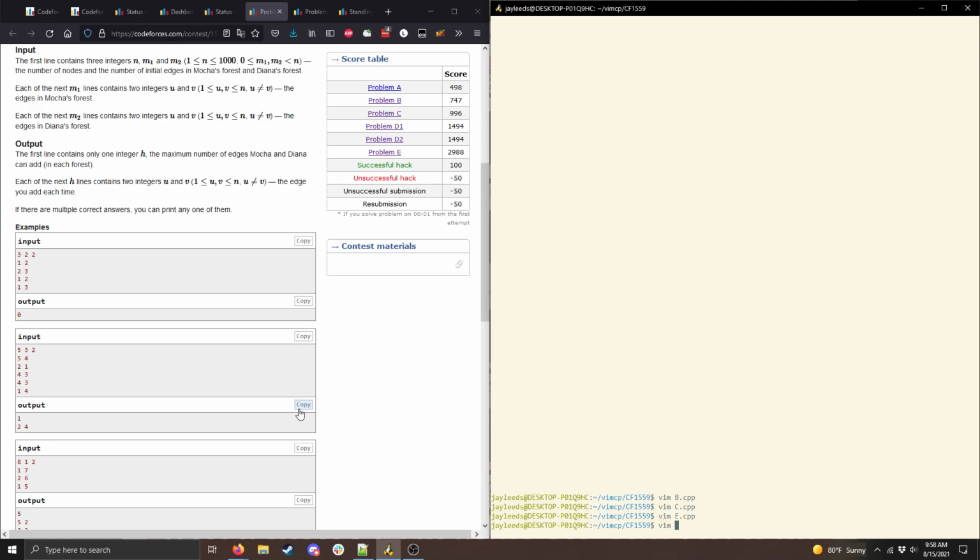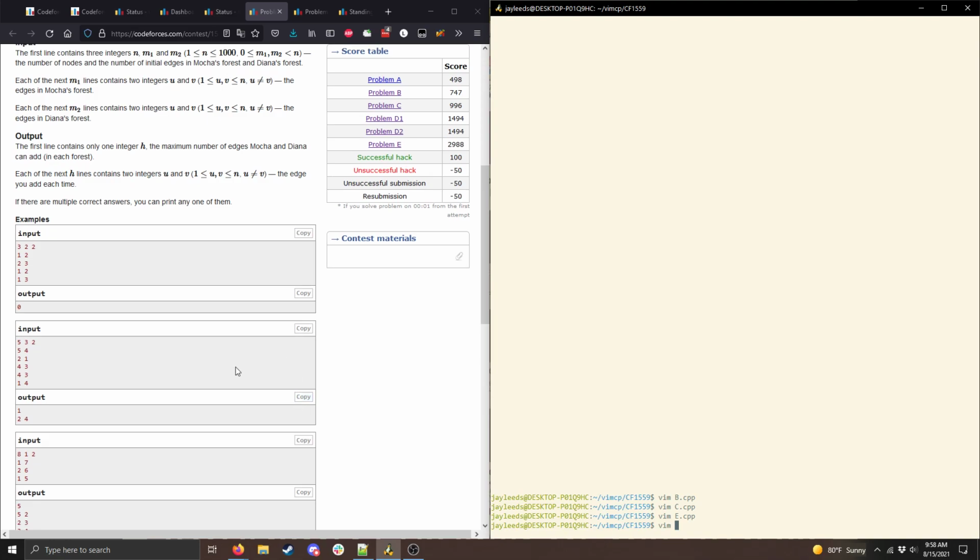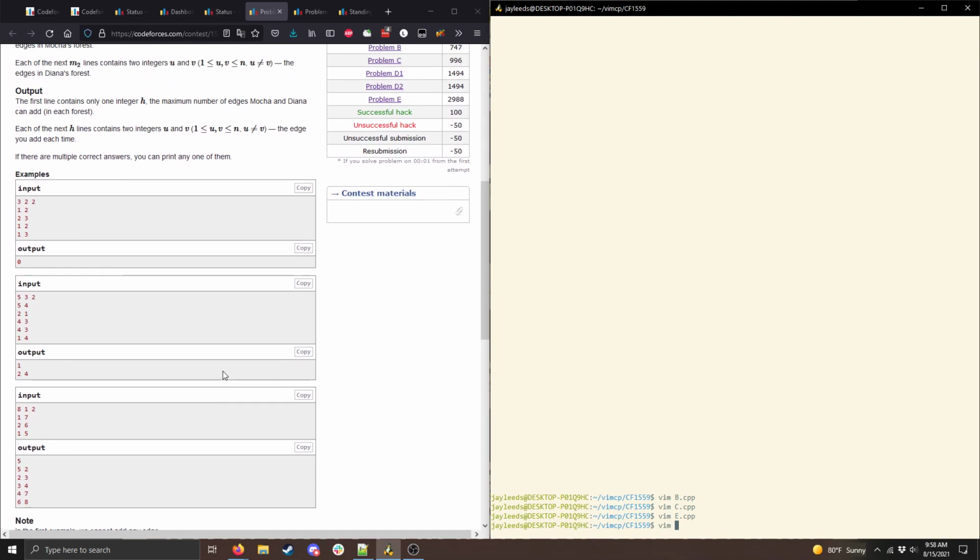Okay, so clearly the maximum number of answers is n minus 1 minus max of m1 and m2. I wonder if that's always achievable. Sample inputs sure make it look like it.